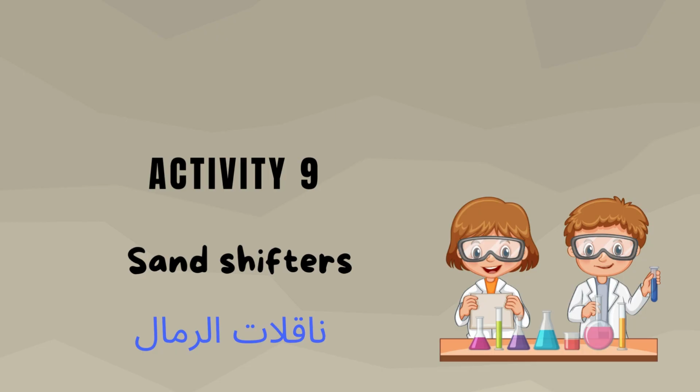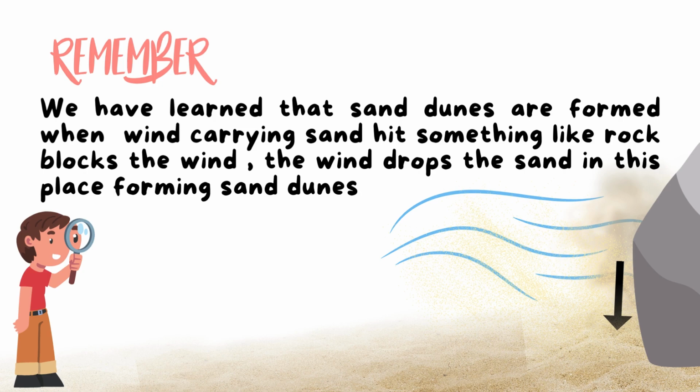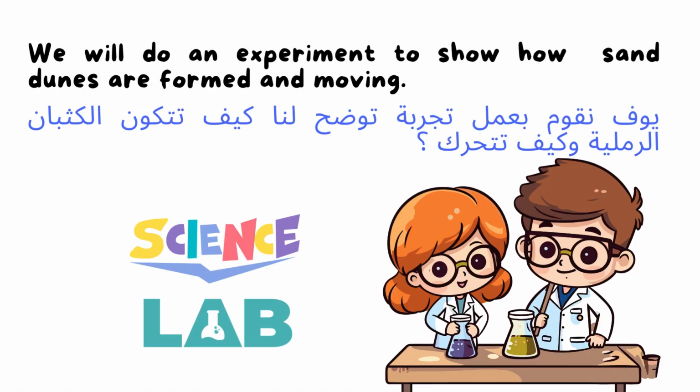Now we will go to activity 9. It is a very nice experiment. This activity has the title Sand Shifters. As you remember, we have learned that sand dunes are formed when the wind carrying sand hits something like a rock. This rock will block the wind, causing what? The wind drops the sand in this place, forming sand dunes. So now we will do an experiment to show how sand dunes are formed and moving.